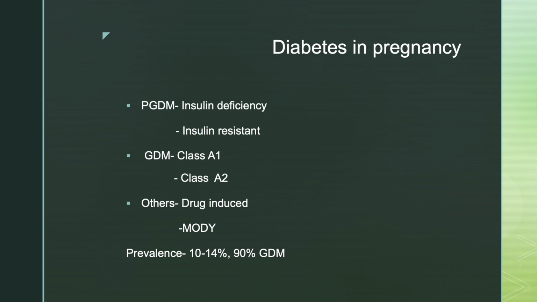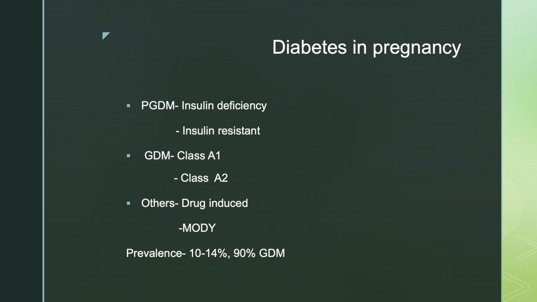Another group is the women who develop diabetes during pregnancy or are detected first during pregnancy. They may again be classified into class A1, where the diabetes may be controlled by diet and exercise alone, or class A2, when we need a hypoglycemic agent for control of the diabetes. Majority of the women are having gestational diabetes.